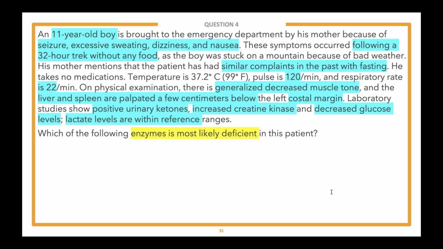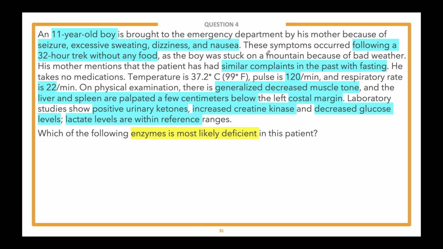So now looking at that lead-in, obviously the most important thing is which enzyme is deficient. So how many steps is this question? Well, I think this is probably a two-step question. I think one, we need to figure out what's going on with this patient, what disease does he have, and then two, what's the enzyme deficient in that disease? So a nice two-step question here.